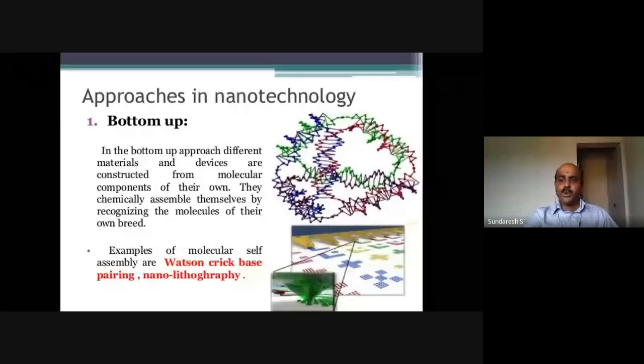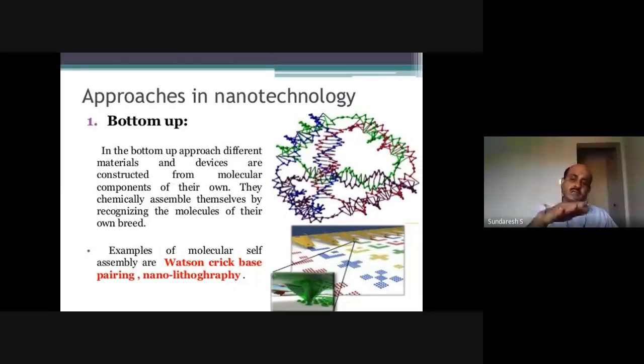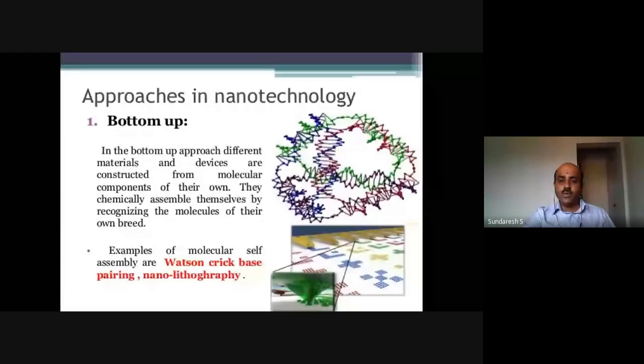When you start building up the component from the molecule level, you are going to get one layer of molecules at the bottom, and then the next layer, then the next layer, like this. If you keep on adding the molecules at their nano levels, the molecules will start recognizing the molecules of their own breed, and they start assembling themselves chemically. So this is what you can see here, the different colored molecules. The colors represent the type of breed. The colored molecules represent that they have been assembled together chemically. This is how nanotechnology, that is the bottom-up approach, is used for constructing any devices or materials.